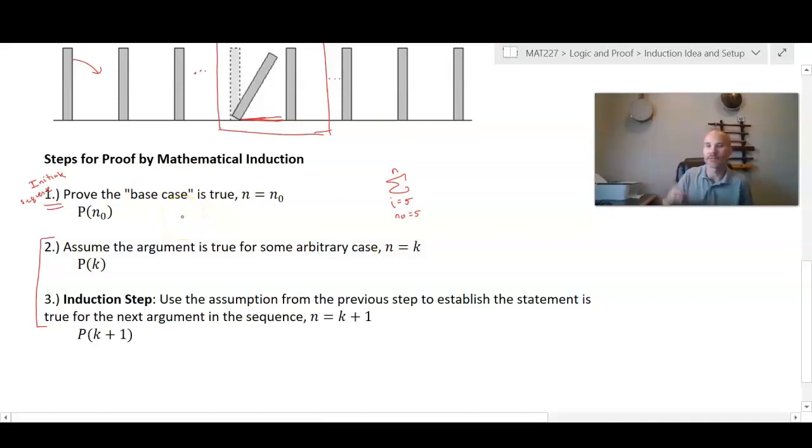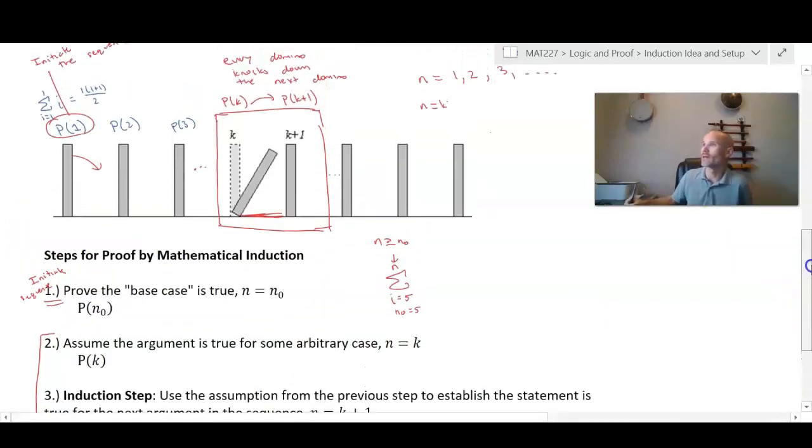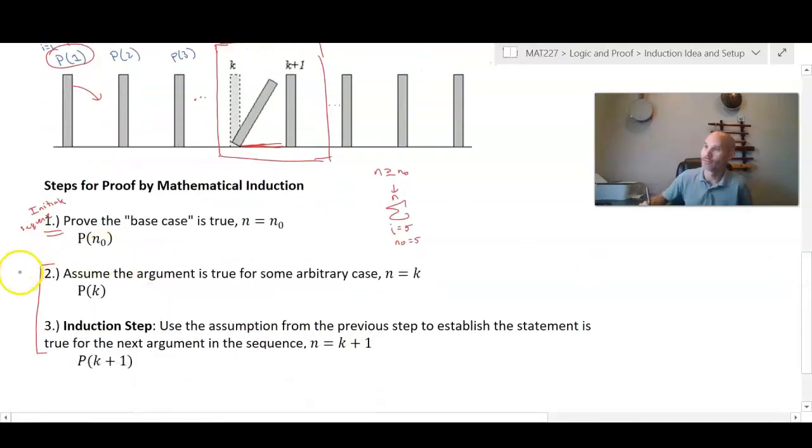Your base case is going to be determined by, if it's a summation problem, where your summations start. What's the smallest possible statement that you could have? You can't do P of 1 because then the sum would go from i equals 5 to 1. And this has to be greater than or equal to n naught. So it can equal n naught, which would just give you the one term, but it can't be less than it. Okay, and this is what we call the step where every domino knocks down the next domino.